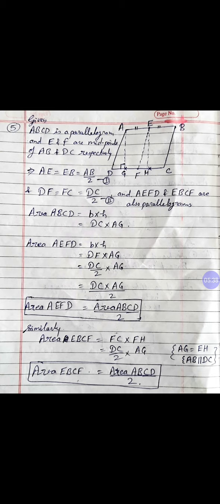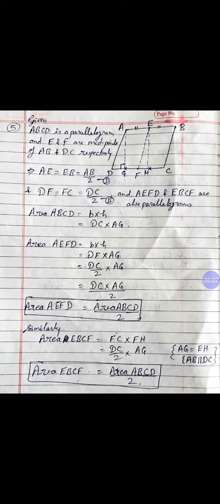You can see here ABCD is our big parallelogram, of which E is the midpoint of side AB and F is the midpoint of side DC. Now we have joined the line EF, and next we have drawn a perpendicular from point A on DC and a perpendicular from point E on DC, or EFC, you can say either.